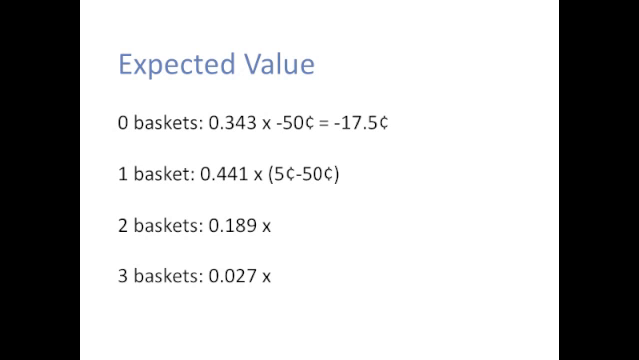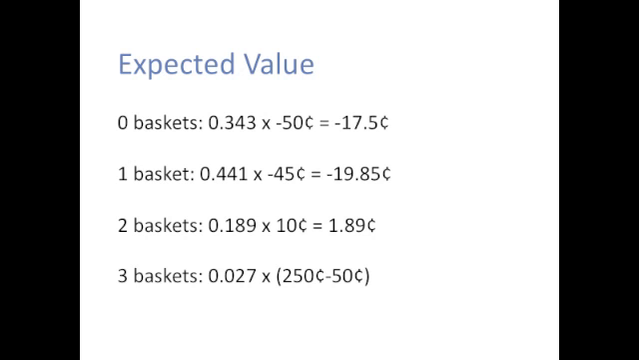For making 1 basket, the prize is 5 cents, so 5 minus 50 is negative 45 cents, times 0.441 is negative 19.85 cents. Now for 2 baskets, the prize is 60 cents. So minus 50 is 10, and then multiplied by 0.189 is 1.89 cents. And finally, 3 baskets, the prize is 250 cents. So 200 times 0.027 is 5.4 cents.